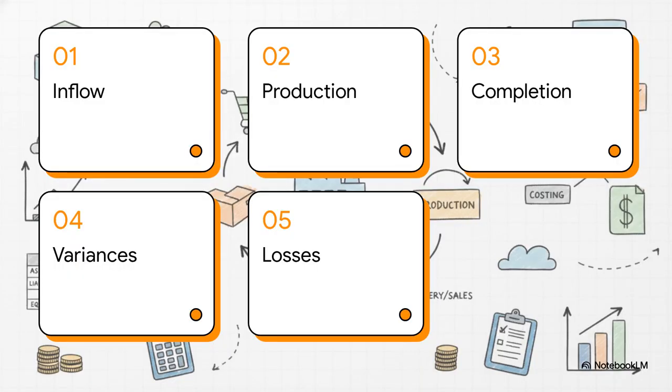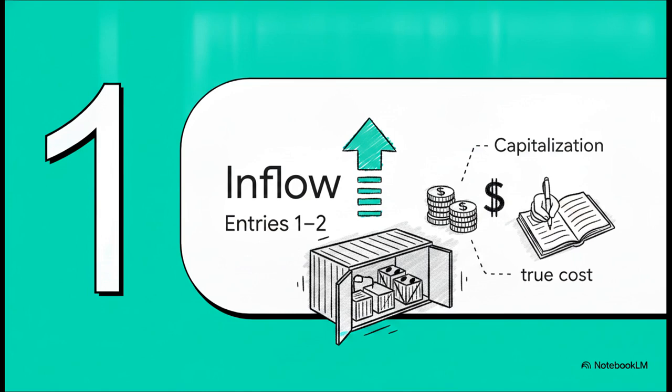So, 16 entries definitely sounds like an overwhelming amount, but don't worry, they actually fit perfectly into a really neat chronological 5-step framework. We're going to quickly walk through inflow and capitalization, production accumulation, completion and sale, variances and disposition, and finally, losses and adjustments. See? Pretty manageable. All right, Phase 1, Inflow and Capitalization.